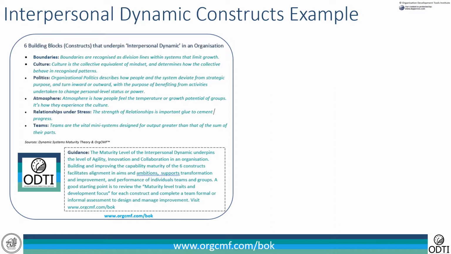Now look at another set of constructs, in this case the interpersonal dynamic. It also has 6 constructs. The first construct is boundaries. Boundaries are recognized as division lines within the system that can limit growth. Culture. Culture is the collective equivalent of mindset and determines how the collective behave in recognized patterns.